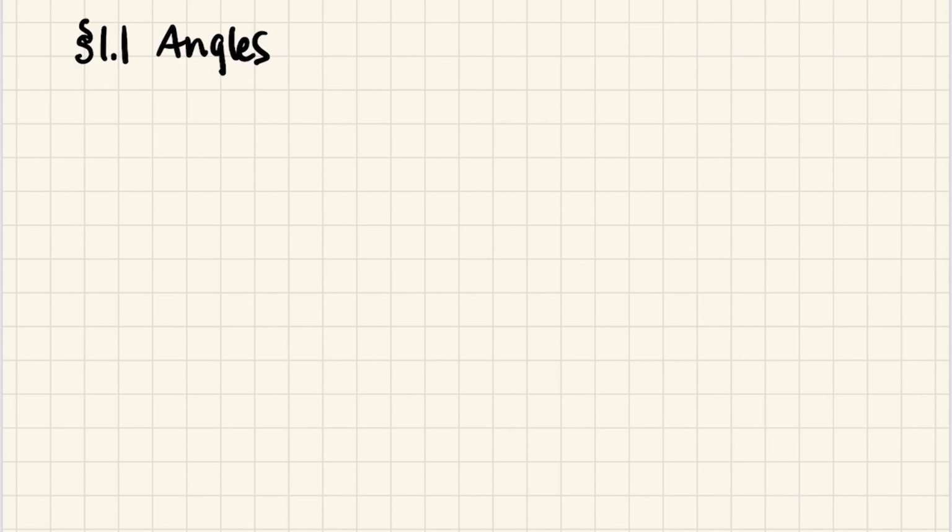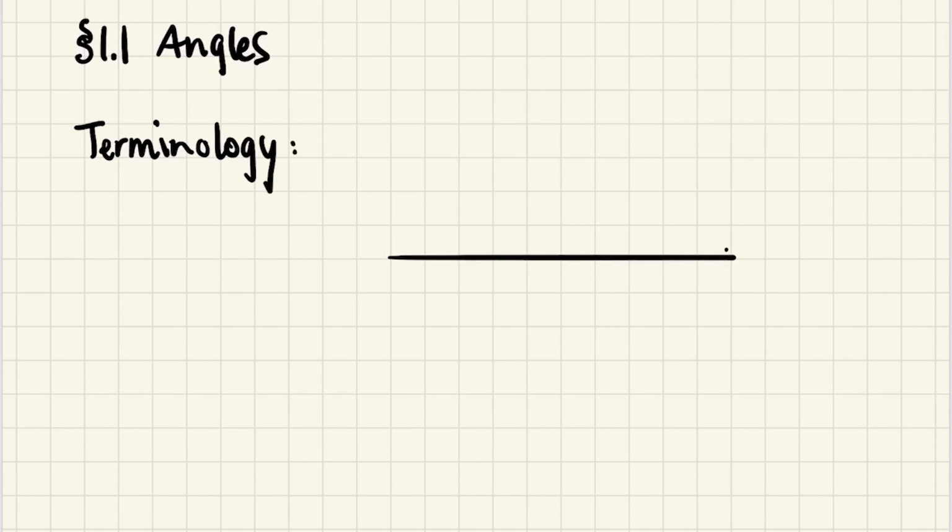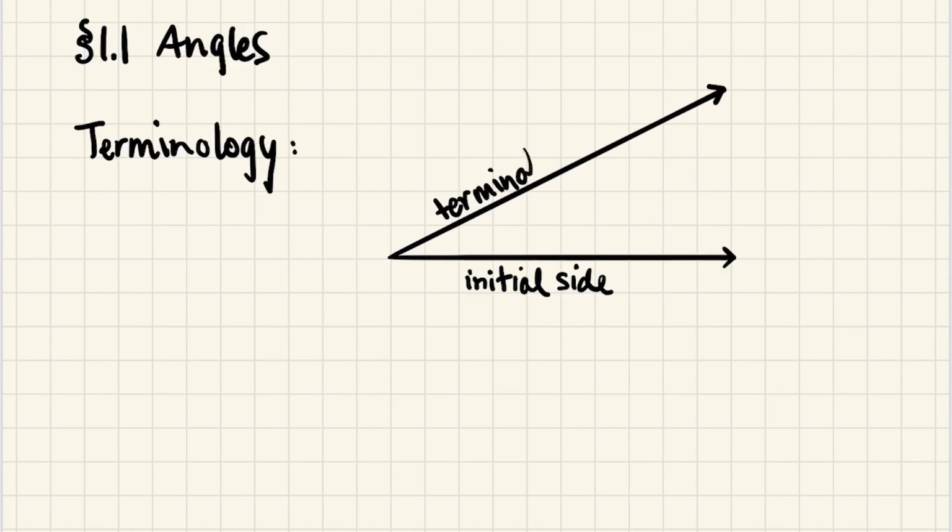Okay, angles. So let's start with some basic terminology. An angle is defined as the union of two rays. One is called the initial side, and the other is called the terminal side. And the point where they intersect is called the vertex of the angle.